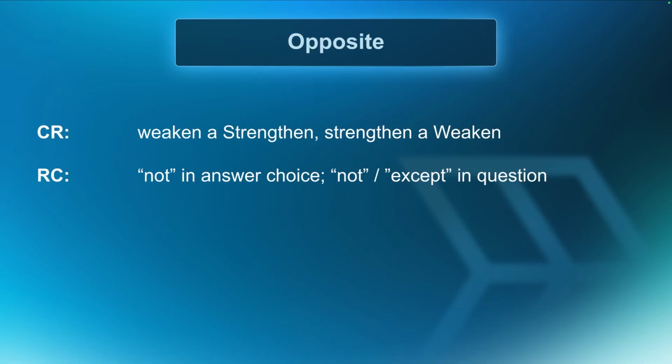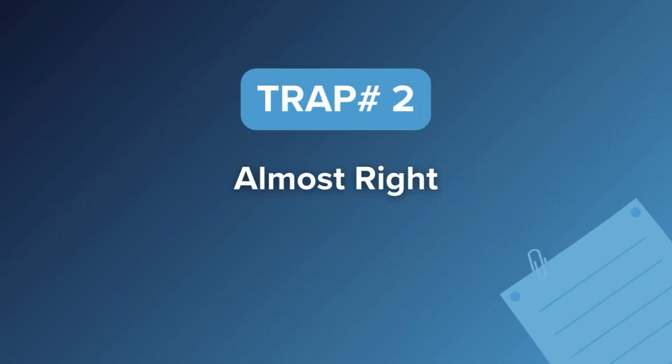There are also the treacherous not and except questions, where the question asks you to find the one answer choice that doesn't meet a certain specification, and where the not or except that indicates this, despite being heavily emphasized in the question stem, is very frequently overlooked by test takers, who end up picking one of 4 opposite wrong answer choices. The second verbal wrong answer trap is the answer choice that's almost right.